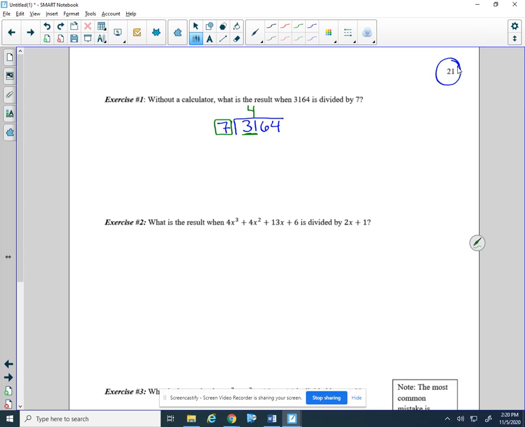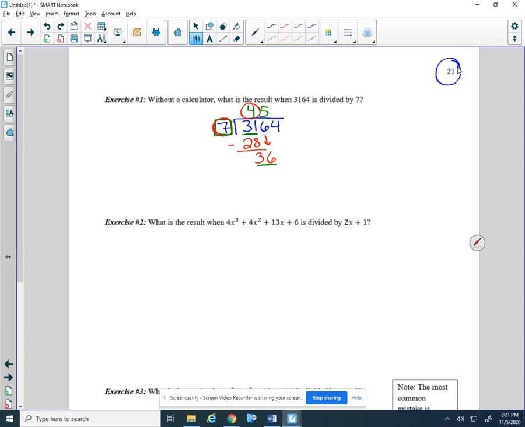And then I multiply 7 times 4, and I write that answer below the 31. So that's 28, and then I subtract. 31 minus 28 is 3, and I bring down the next number, which is 6. So now I go back to what I did in the beginning. I say, how many times does 7 now go into 36? And 7 goes into 36 5 times.